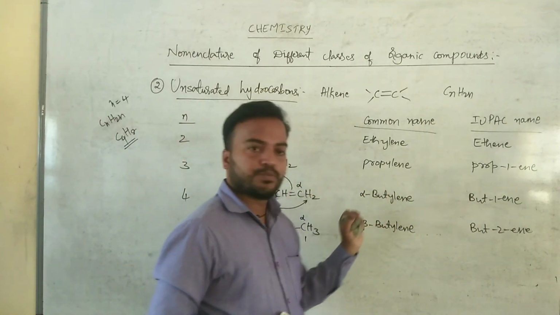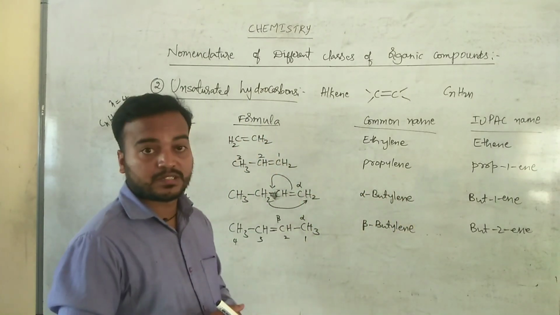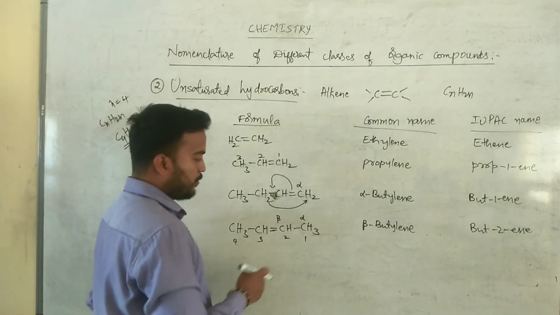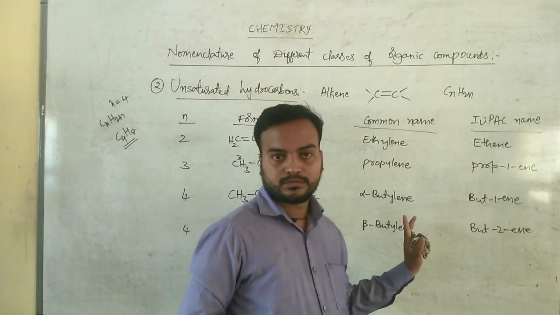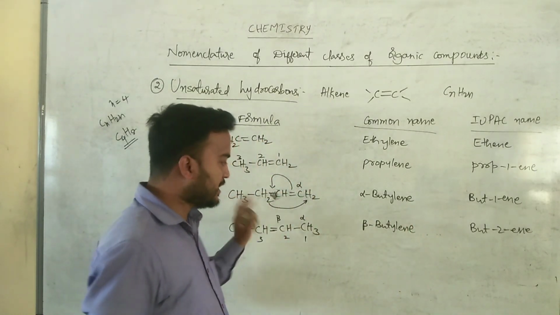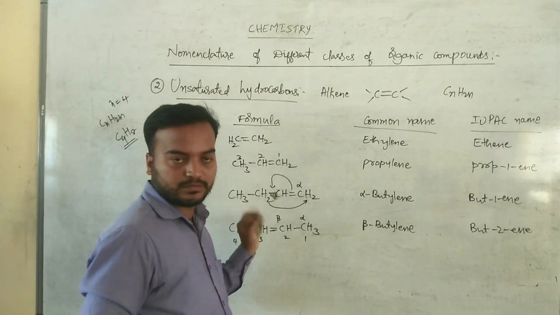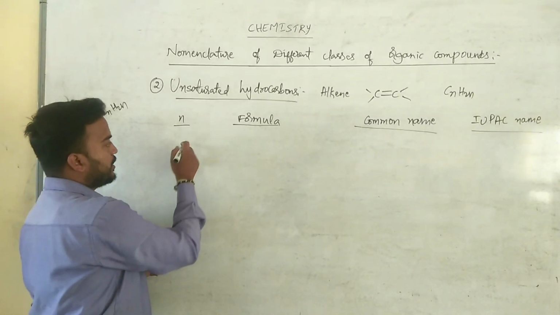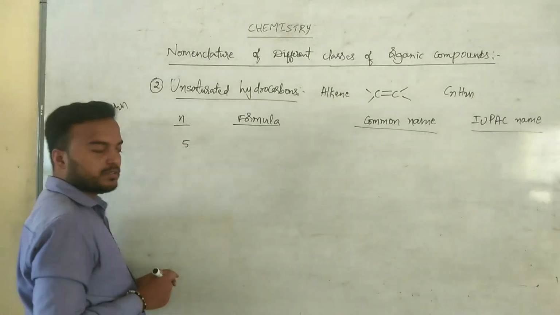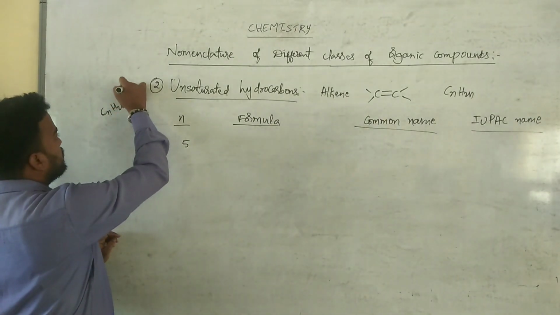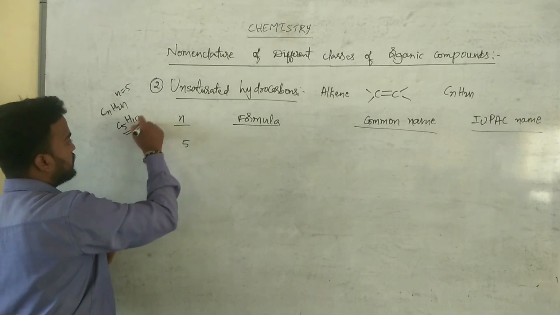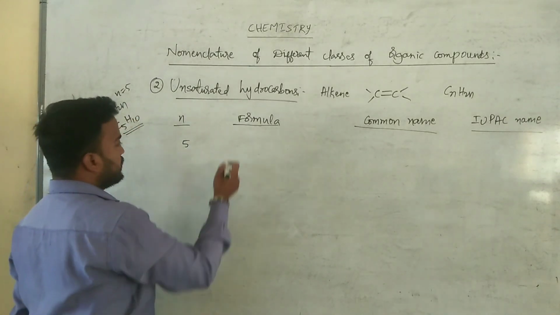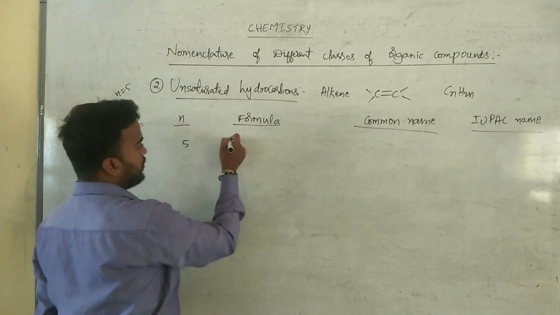In the IUPAC system, the Arabic numerals 1, 2, 3, 4 indicate the position of the double bond. Alpha and beta just indicate the position of the double bond. Next example, I will put n is equal to 5. If you put n is equal to 5, we will get C5H, 5 twos are 10, C5H10. So we have to write the formula.